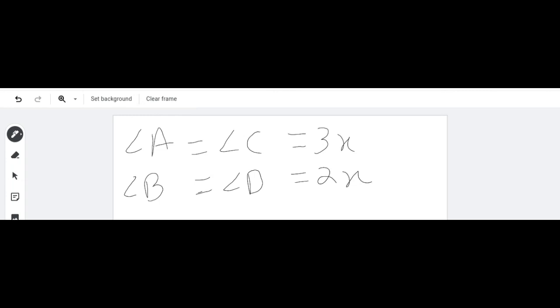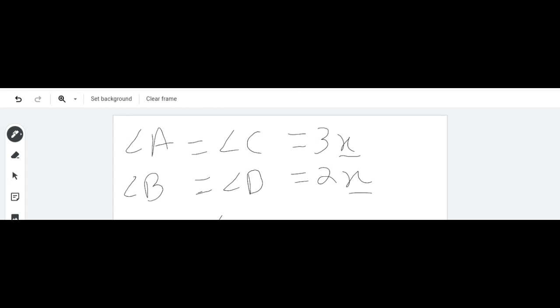If there is angle A and B, as I draw the parallelogram, A is always the opposite angle of C, and B always has the opposite angle D. Got it? So here for A, what is the ratio? 3x. And what is the ratio for B? 2x. For the value, what is the value of x here? 36.